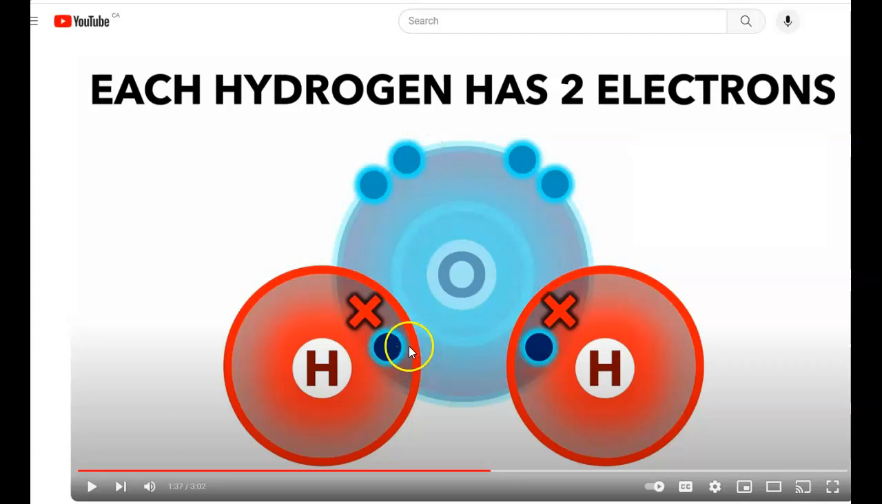There is an unequal sharing, with the oxygen being bigger, so it will hold the electrons a little tighter, and that's what gives water its unique properties. But for now, you should know that ionic bonds are a result of losing or gaining electrons. You end up with the charged particles, opposite charges attract. Covalent bonds, sharing of electrons, and because they're both holding on to the same thing, they will bond that way.